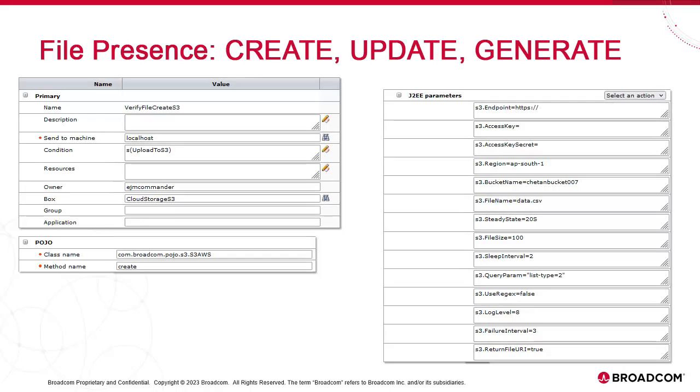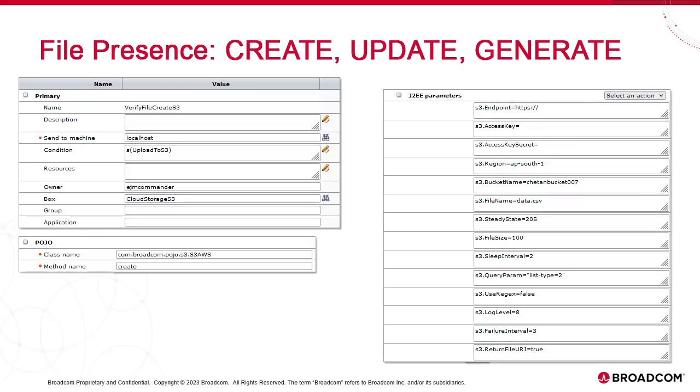Next, we discuss the monitor jobs. Note that this does not apply to exist. When you start an exist job, it will scan the bucket to see if the file is there and return an immediate true or false. This is not what we're talking about here. Instead, we discuss create, update, and generate, which are cyclical in nature.